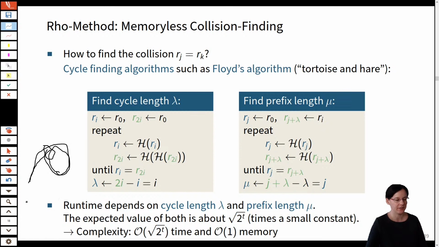So how does it go about it? It has two walkers that walk along this graph here. And these two walkers are called the tortoise, which is the slower walker, and the hare, which is the faster walker. And in each iteration, the tortoise makes one step, so it applies the hash function once, and the hare makes 2 steps, so it's faster. And the idea is that both of them walk along this graph here, and they do this until at some point they meet again.